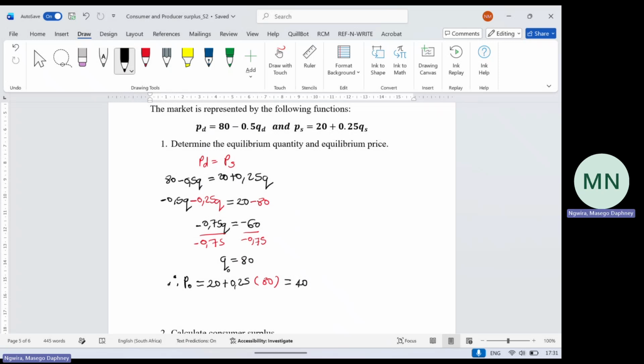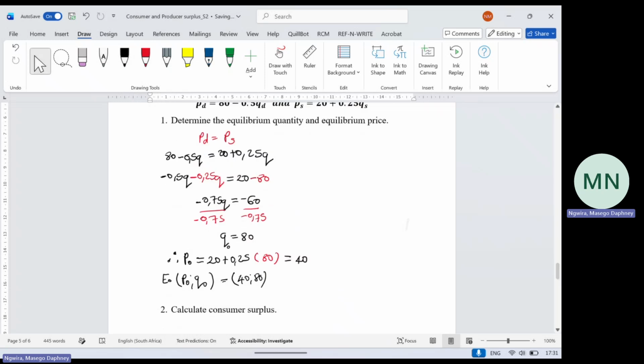So my equilibrium quantity and price, which is P naught and Q naught, will be P naught is 40 and Q naught is 80. So this is my equilibrium point. It's going to be at this point. Then now we move on to the next question.